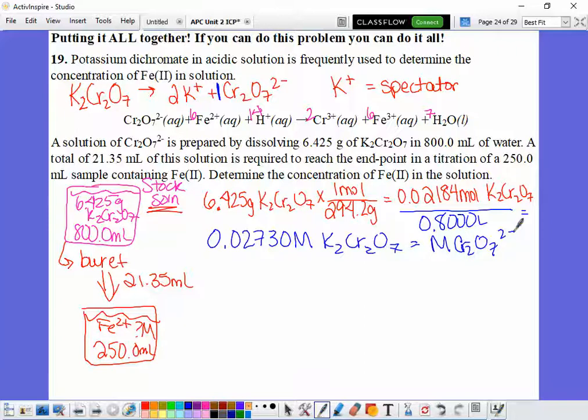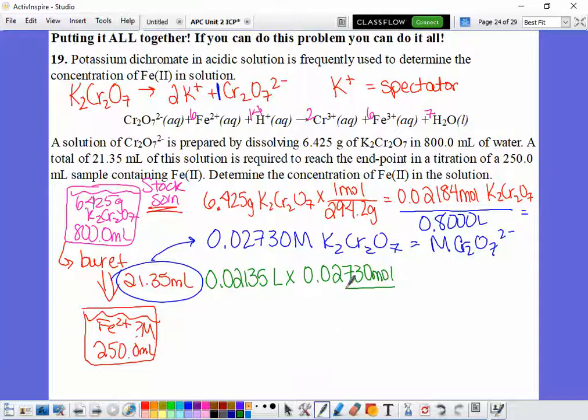Now, that concentration is what we had in our stock solution. It's what we put in our burette. We needed 21.35 milliliters of that to completely neutralize the iron 2 ions. So this is just stoichiometry. This is what we were doing last class. Okay? So we're going to take the 21.35 milliliters, put it back into liters. So 0.02135. Is it 35 or 53? It is 35. Okay. Liters. Multiply that by the molarity, which we just solved for. And this is of my dichromate.